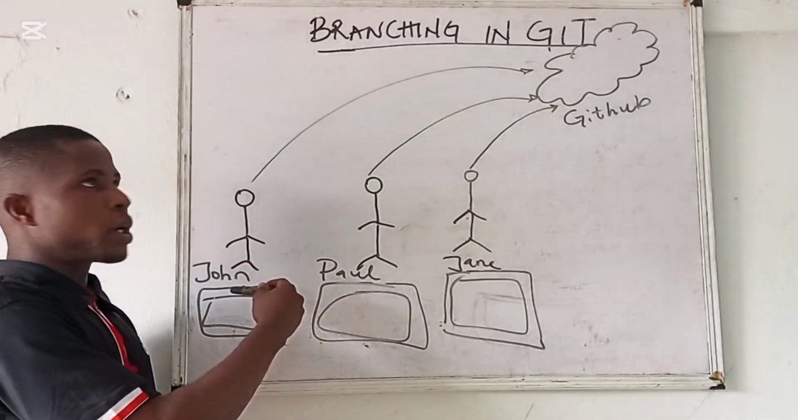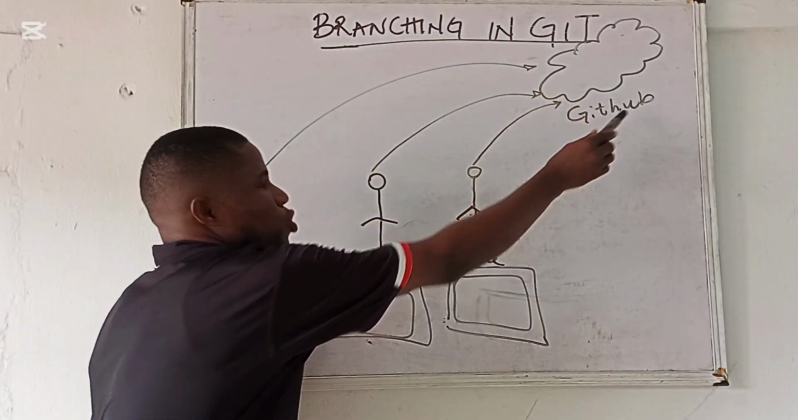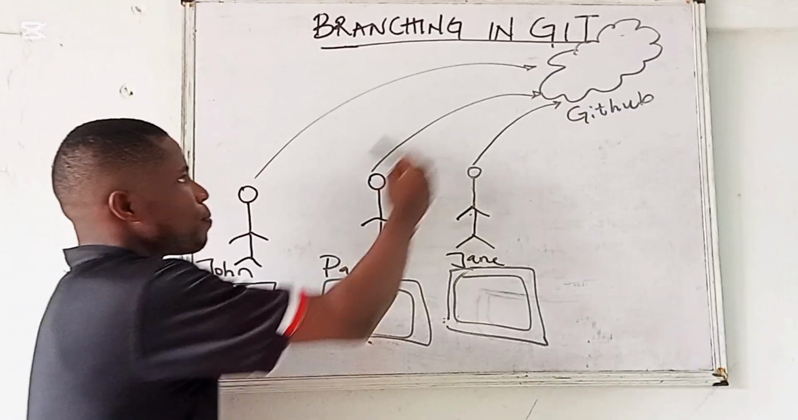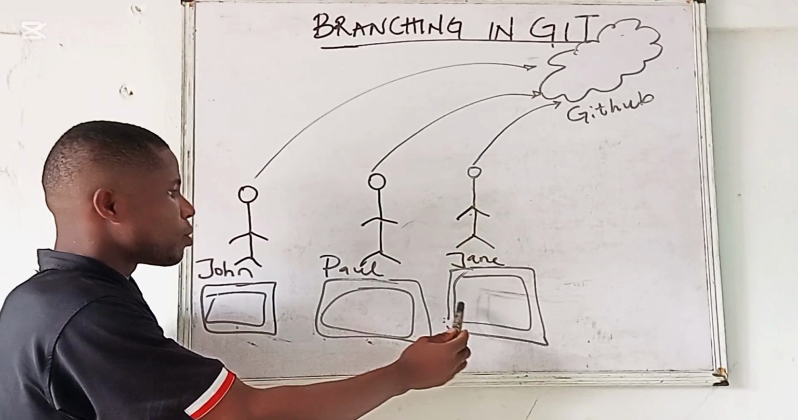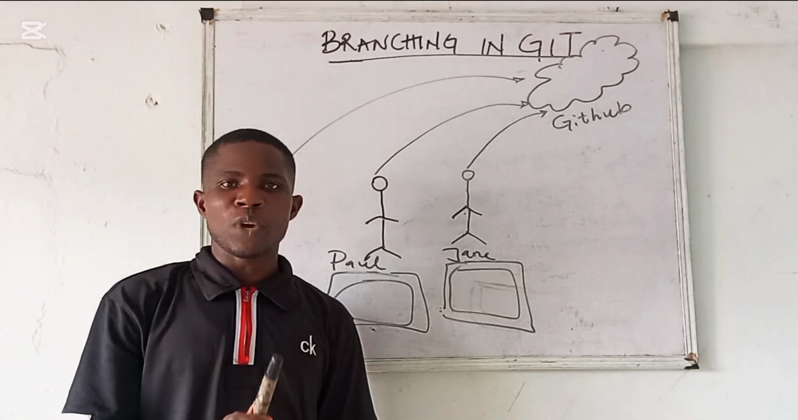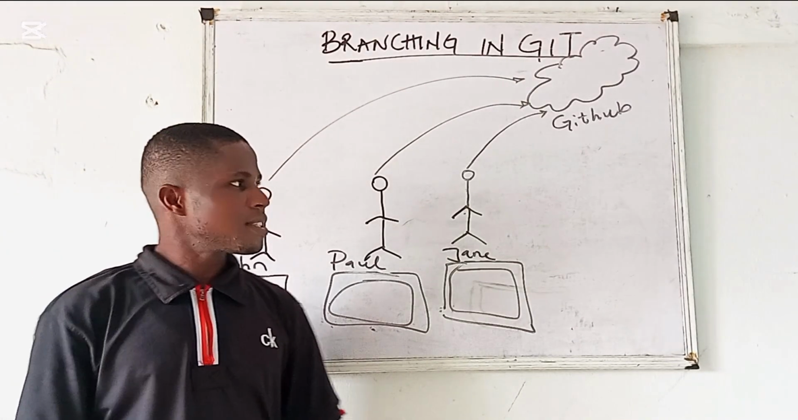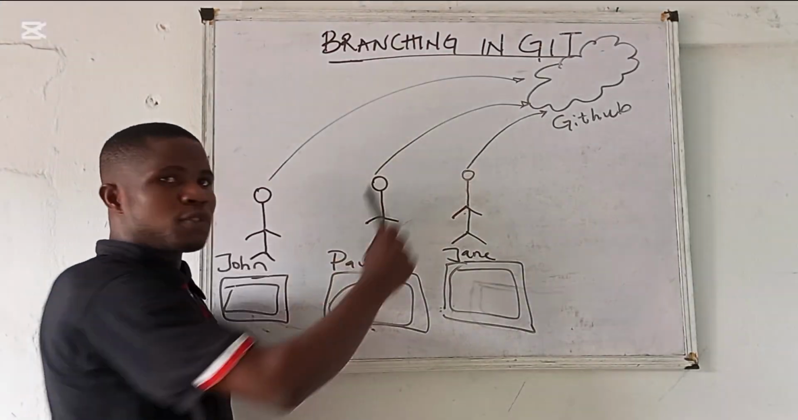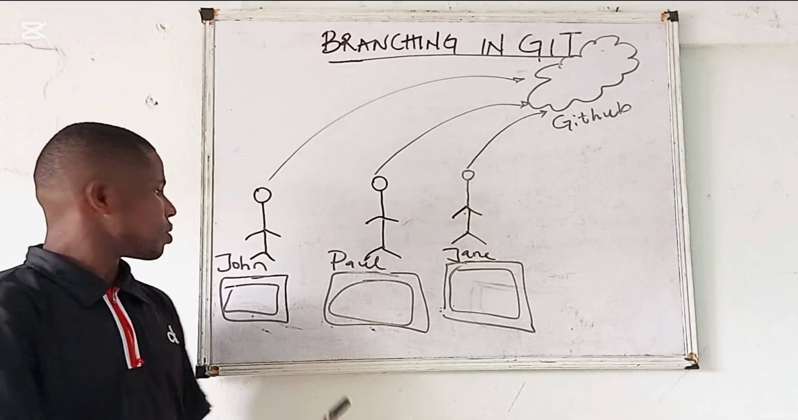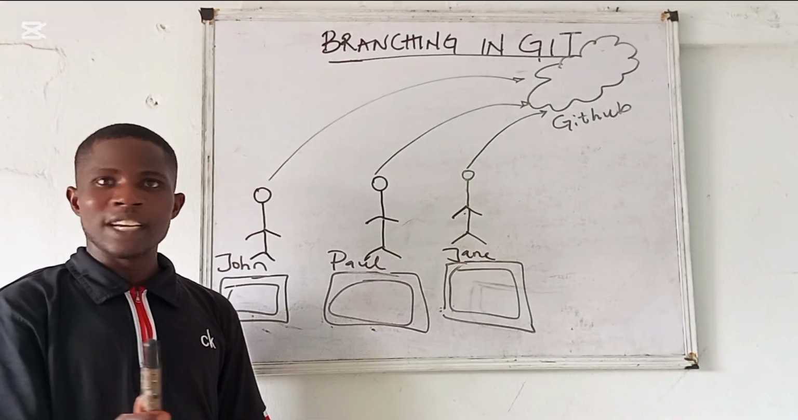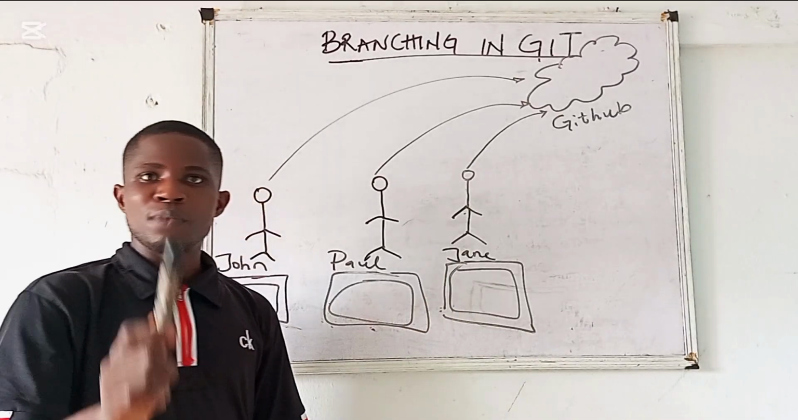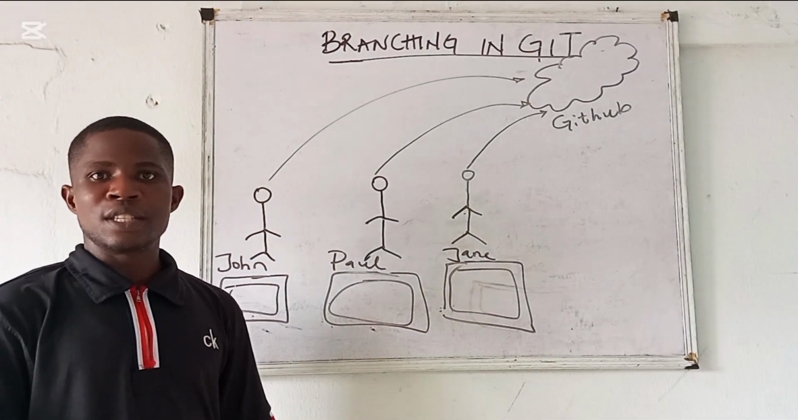John, after working, pushed the code to GitHub, which is the remote repository. Paul wants to push, and Jane wants to do the same thing. How do they do it in such a way that, take for instance, the color of the landing page, the home page, the header section: John wants it to be red, Paul wants it to be blue, Jane wants it to be yellow, because they are working differently.